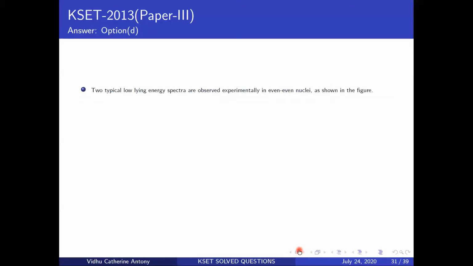I will show you a figure. I'm not sure if the spectra will make much sense to you right now, but I will try. If you don't understand it, ask me at the end when I give you some time. There are two typical low-lying energy spectra which are observed experimentally in even nuclei. There's a figure that's going to be shown next, so you can compare it with that.